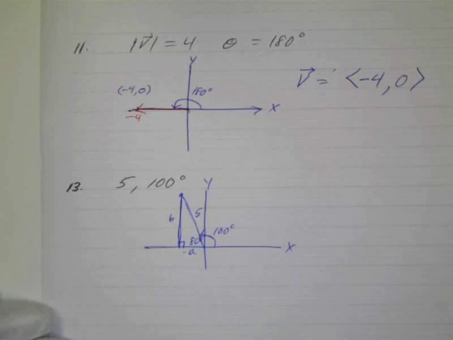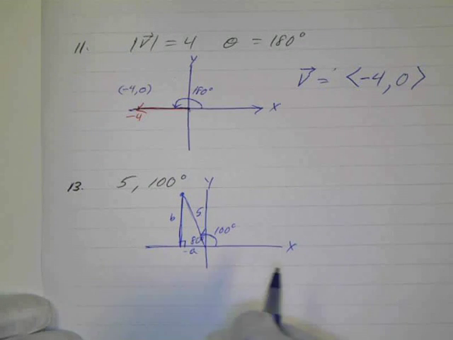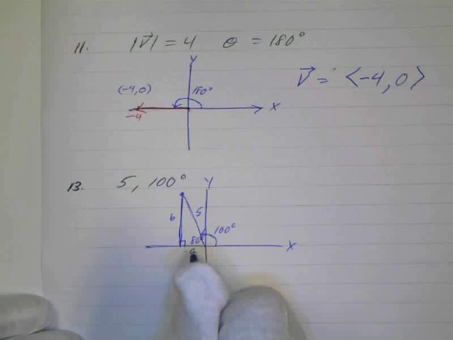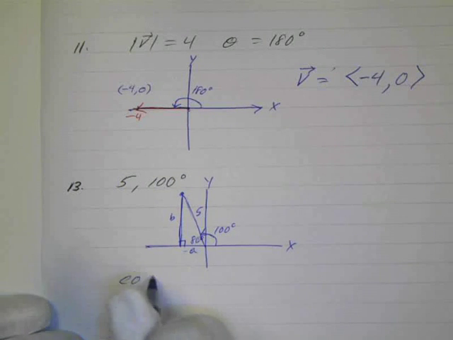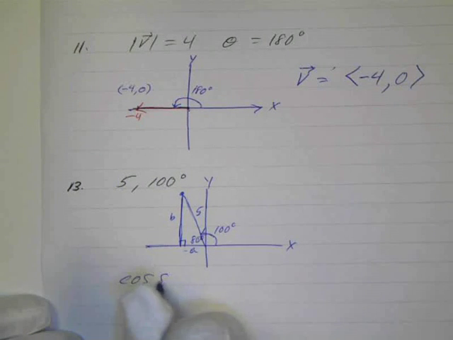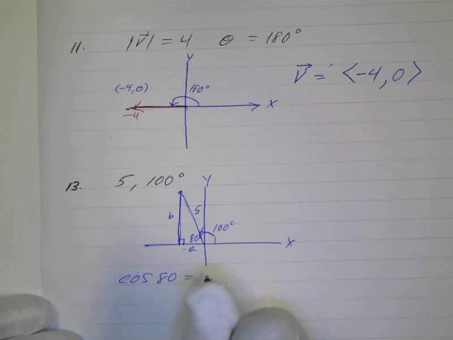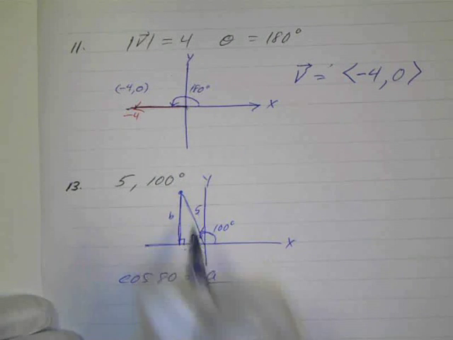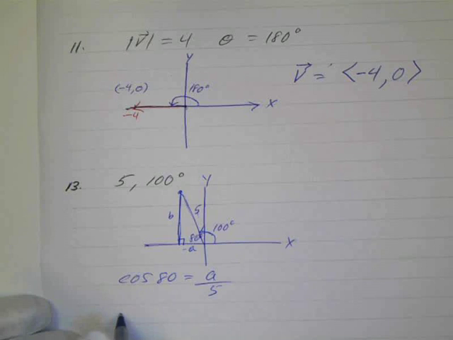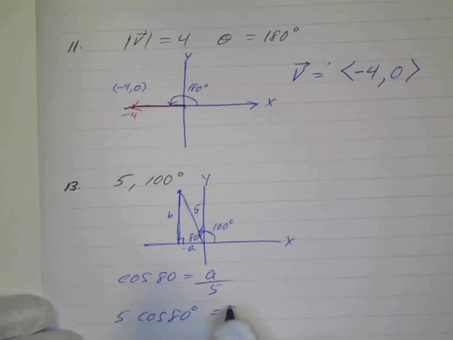So we can use our good old right triangle trigonometry, and let's find A, so that's the adjacent. So the cosine of 80 degrees equals the adjacent, which is A, over the hypotenuse, which is 5. And multiplying, 5 times the cosine of 80 degrees will equal A.